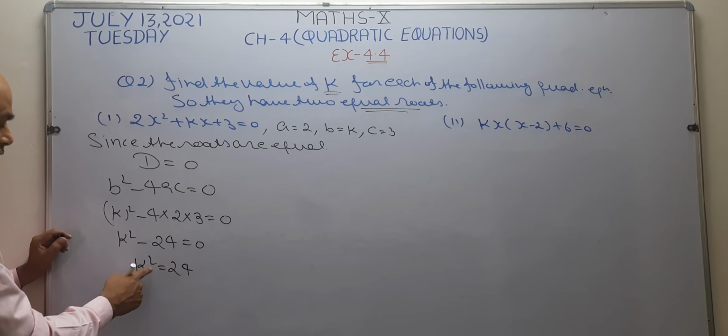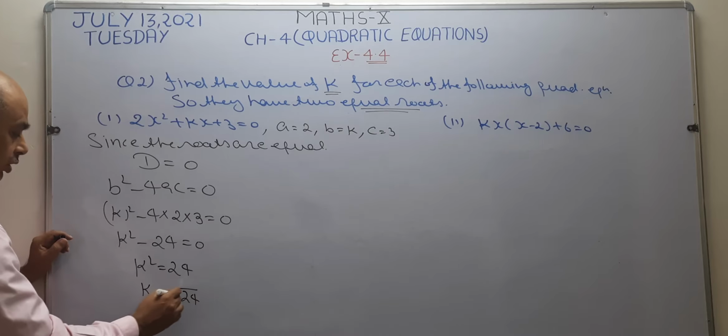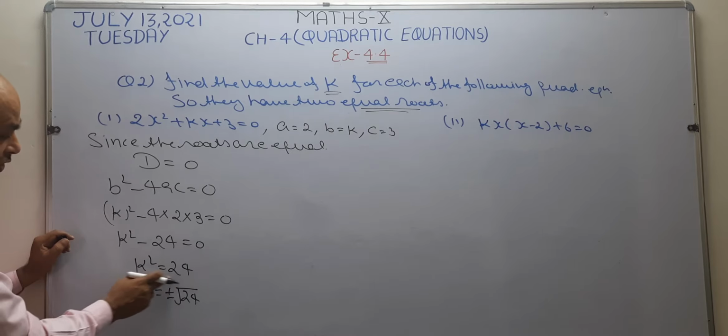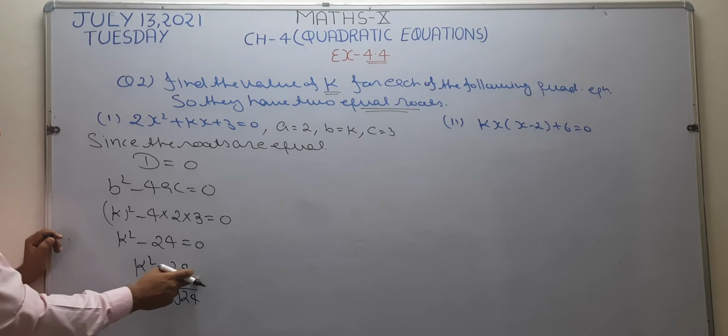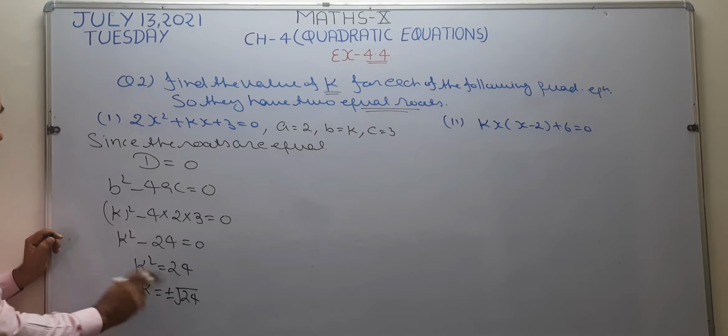When I want to remove this square, I take the square root of this number. While taking the square root, I take both positive and negative signs. Why do I take both signs? Because this is a quadratic equation. Since it is a quadratic equation, it has two roots, so I take one positive and another negative.